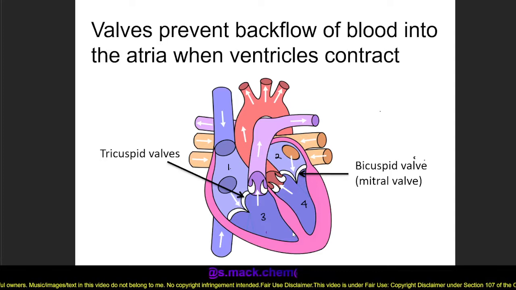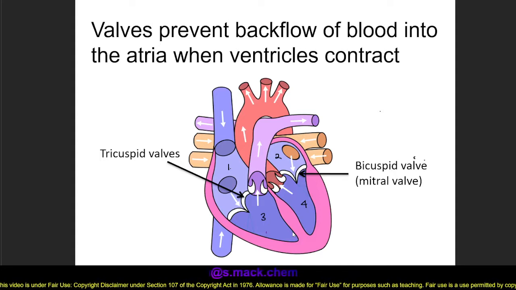Now we're going to get a little technical, where we're looking at the cross section of the heart, and I'm going to specifically say what these valves which are on the screen do. These two valves, which are called the tricuspid and the bicuspid, they prevent backflow of blood into the atria when the ventricles contract. Let's look at this.